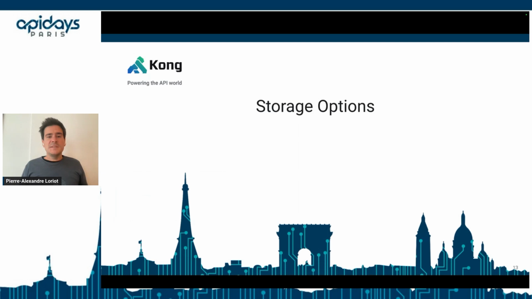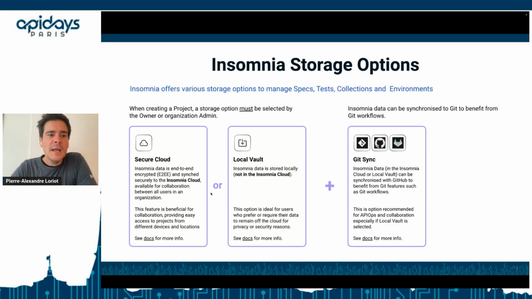We have ended this first part about API designing, testing, debugging, and mocking with Insomnia. Now I will focus on an important topic, storage options. Why? Because you probably want to have everything local, you want to avoid SaaS synchronization. With Insomnia, by default, you can choose two options, secure cloud or local vault. What does it mean concretely?